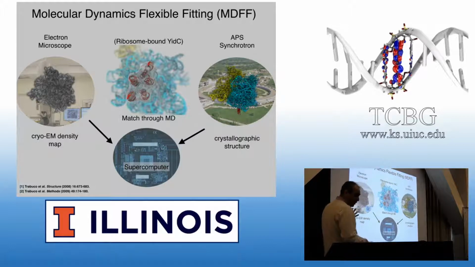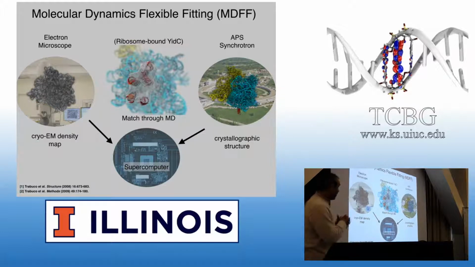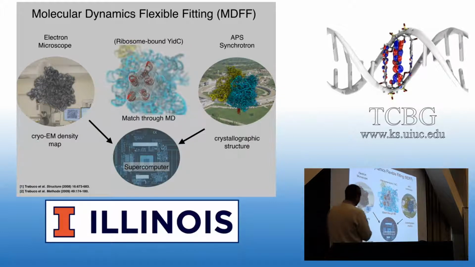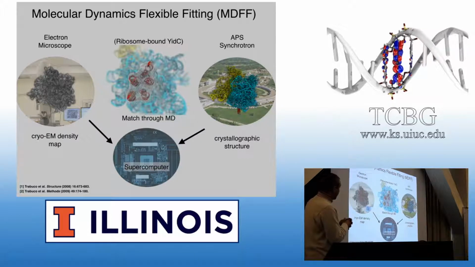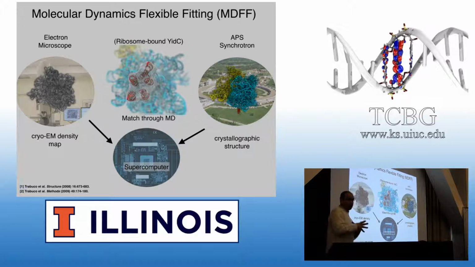Okay, so let me now show you some examples of how we use simulations to make discoveries about the mechanism of this. But the first step is to get these structures. These structures used to come primarily from X-ray crystallography, but then cryo-electron microscopy came along.